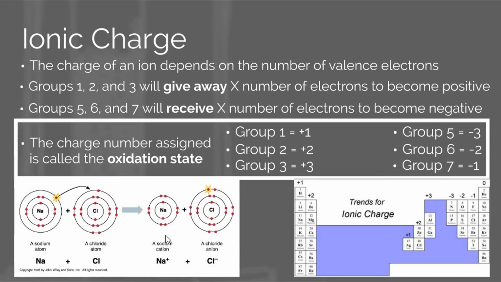It helps us to understand these diagrams over here. Like the example that we had before, where we're having an ionic transfer between sodium and chlorine, we know that sodium is giving away 1 valence electron, and that's why it gains a charge of +1. And chlorine is gaining that 1 electron, so that's why it's gaining a charge of -1.